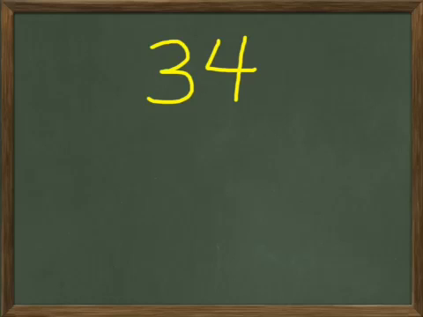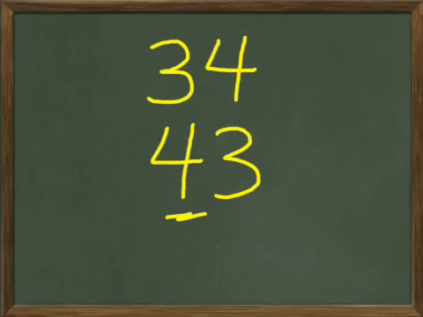Now below your 34, write 43. So your 43 is going to look like this. The 4 comes first. It makes it 43. When the 3 comes first, it's 34. Right? Okay.